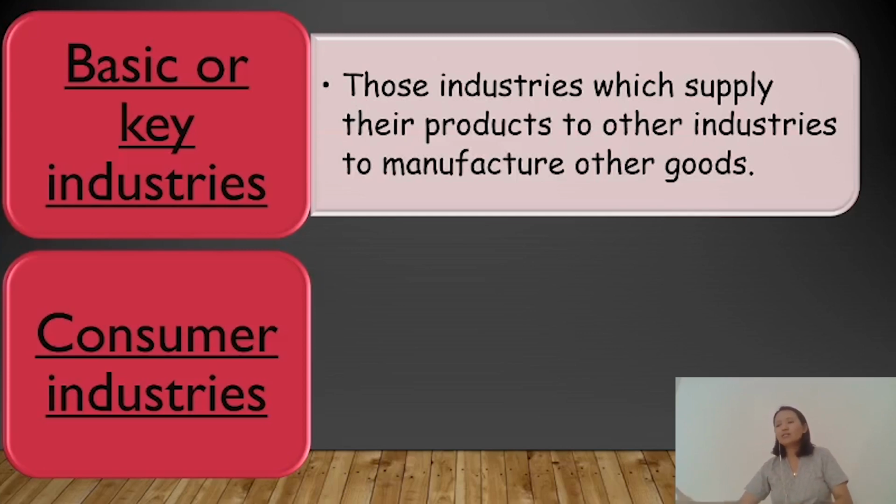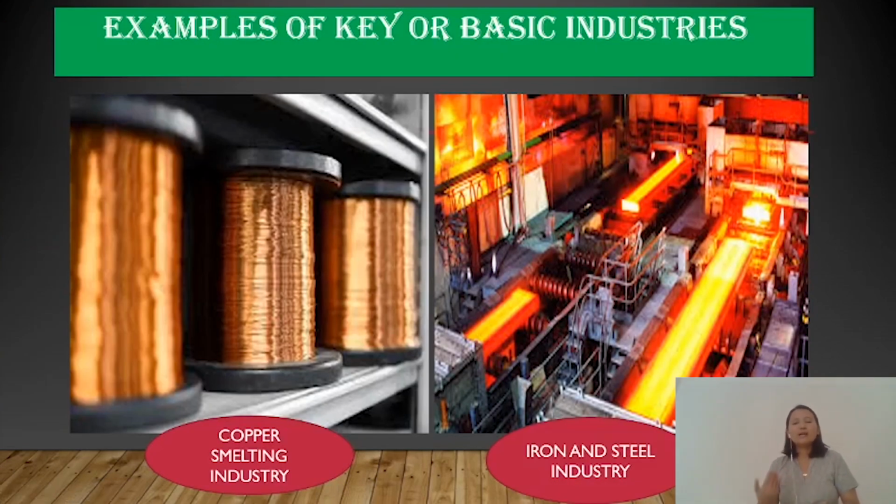And by using this product, other industry produces other goods. Okay, so examples of a basic industry are copper industry and iron and steel industry. Copper industry produces copper and this product is supplied to the other industry, and other industry using this copper, they make electrical wire and some other finished goods. Just like this, iron and steel industry, they produce iron and steel. And these iron and steel are supplied to the other industry, and other industry using this iron and steel, they produce other goods.